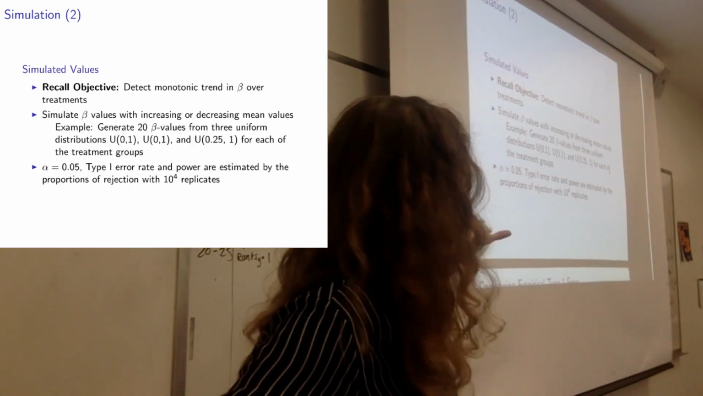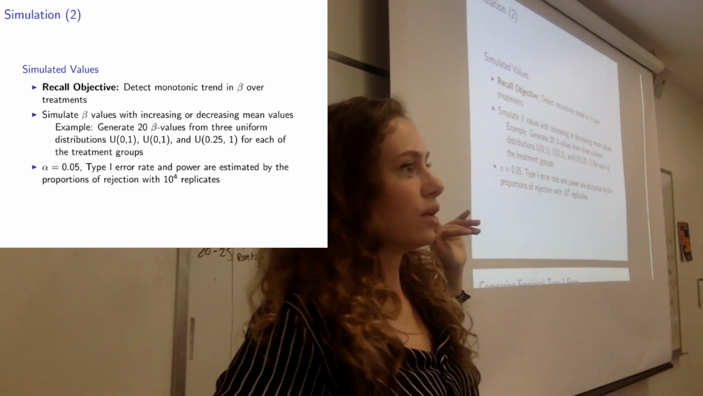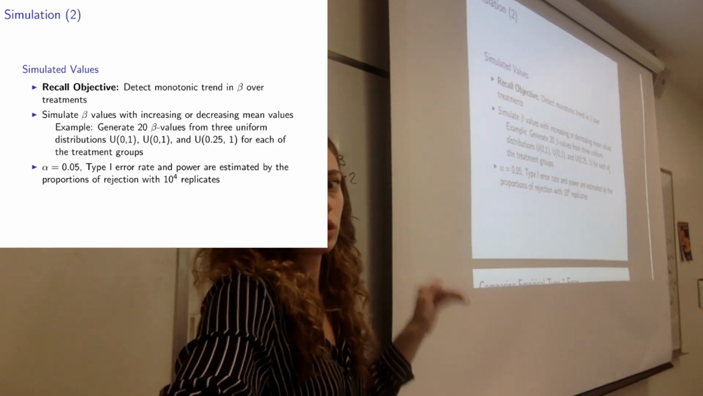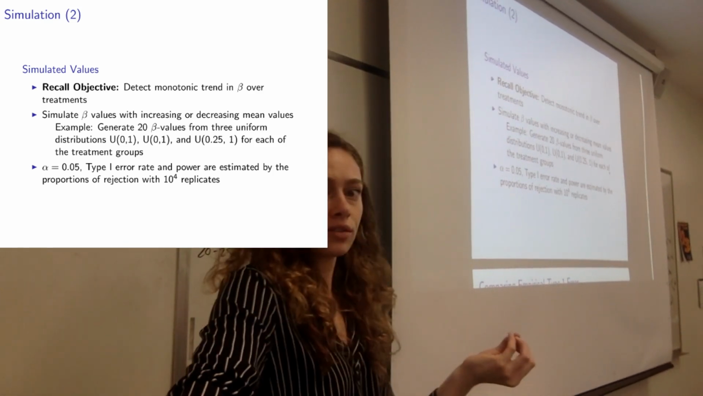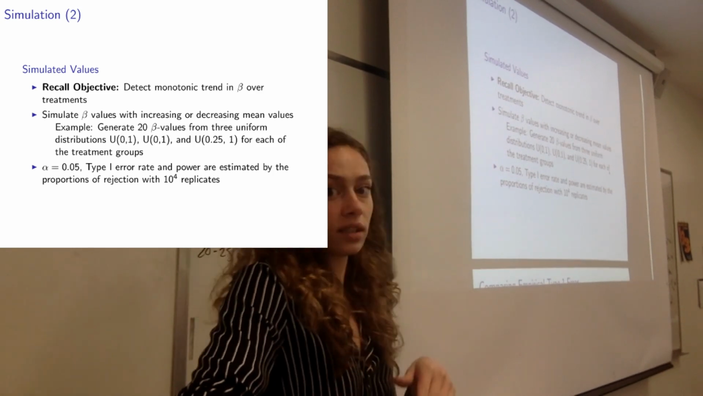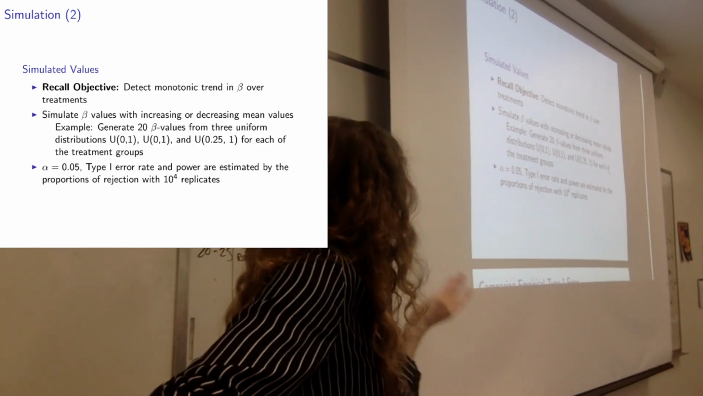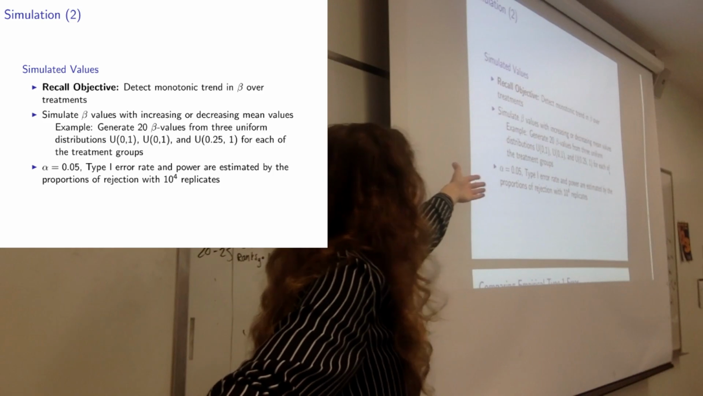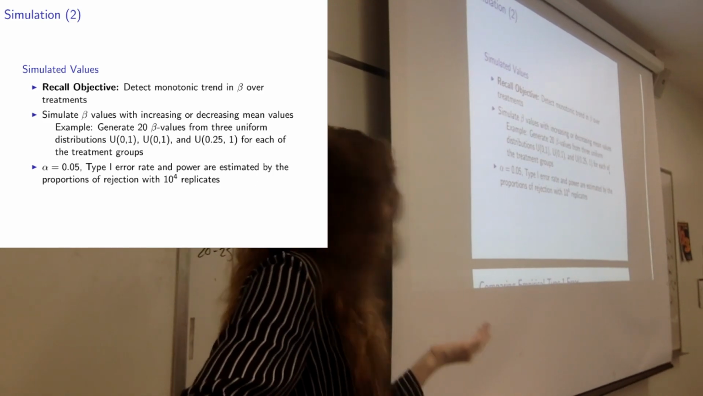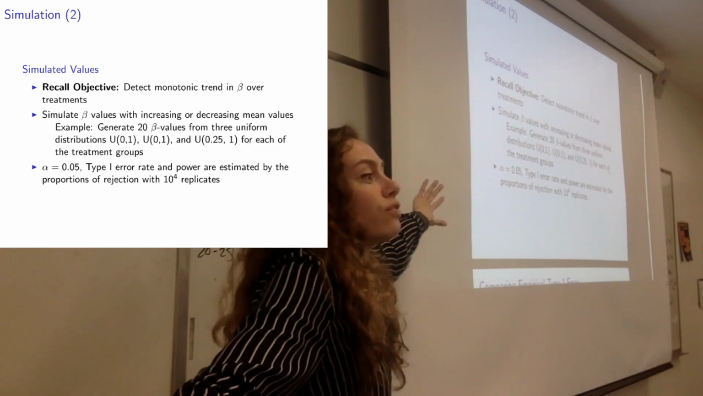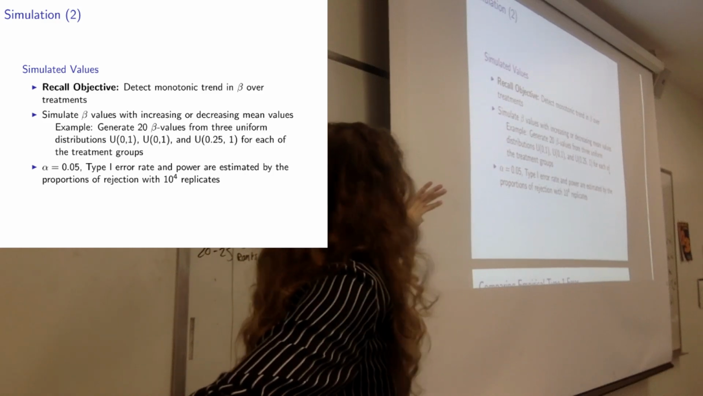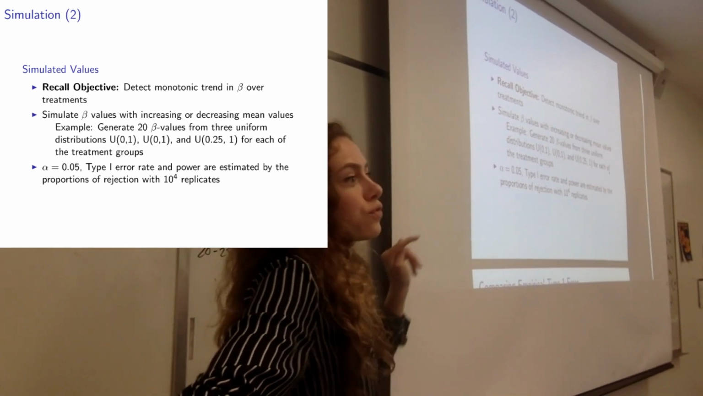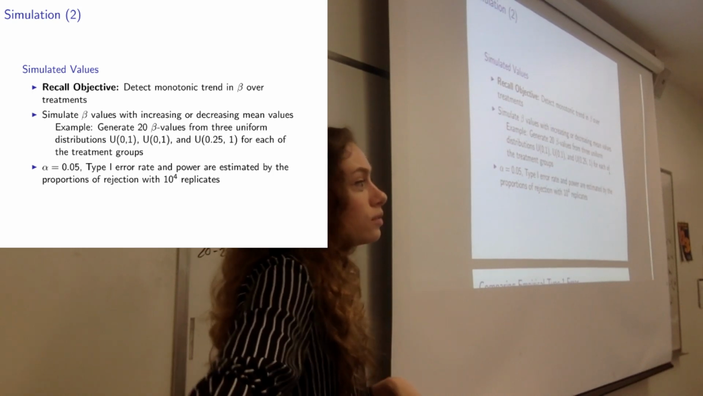Okay, so again, I just like to reiterate what we're doing so that it's clear where we're going. We're detecting a monotonic trend in beta over these 3 treatments. So they're going to simulate beta values with either an increasing or decreasing mean value. I have an example here that they're going to take 20 beta values from a normal 0, 1, 0.25, 1 for each of the treatment groups. And then they're going to do all of these at an alpha equals 0.05 with power. Oh wait, no, they don't do power, they just do empirical power. And they do this 10 to the 4th times, so they simulate a lot so that they can get a relatively good number.